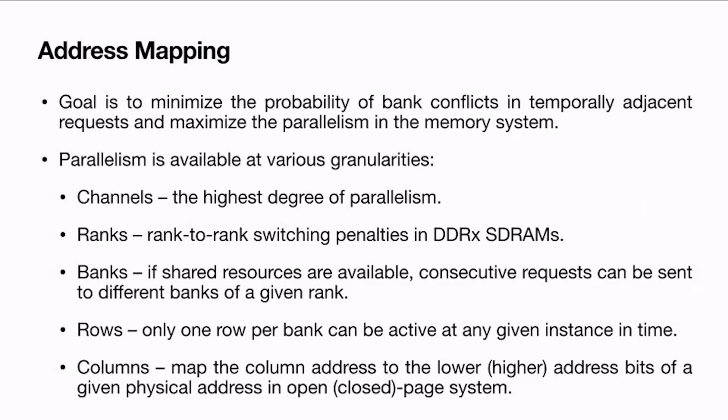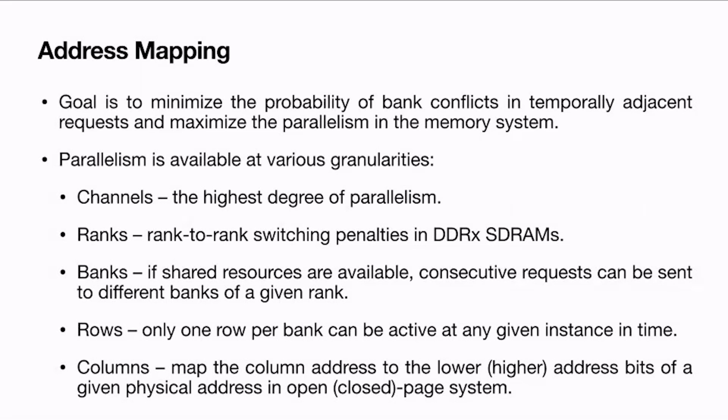And columns, which we typically consider as cache line size, so it is better we map the column address to the lower address bits if you are using an open page policy, and higher address bits if you are using a closed page policy. Open page policy is nothing but we keep the row open until there is a conflict. In such cases, we keep the column bits in the lower order bits, because the activity will be much higher there. In any n-bit address, the lower order bits have more activity. The rate of change of bits will be higher at the lower order bits compared to the higher order bits.